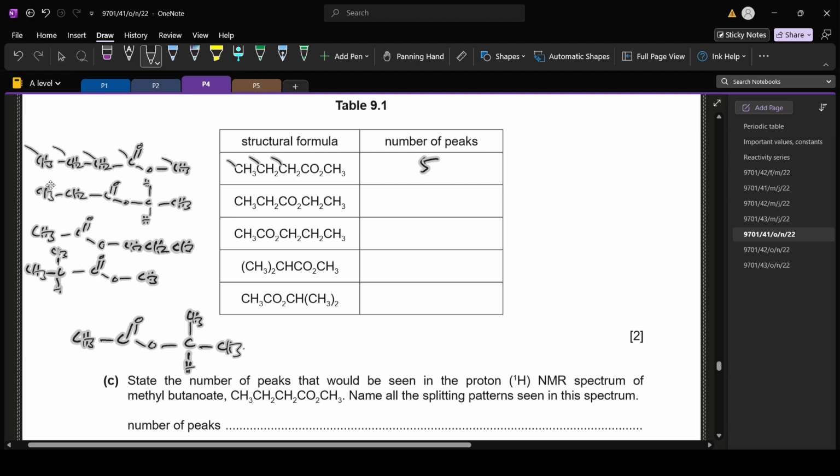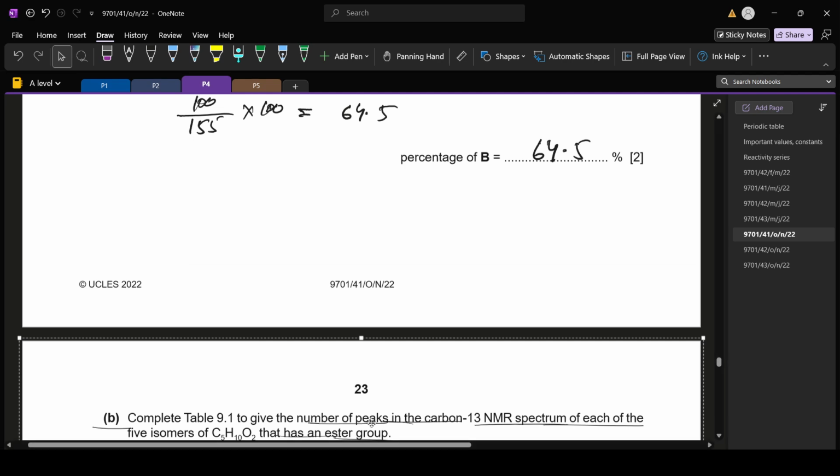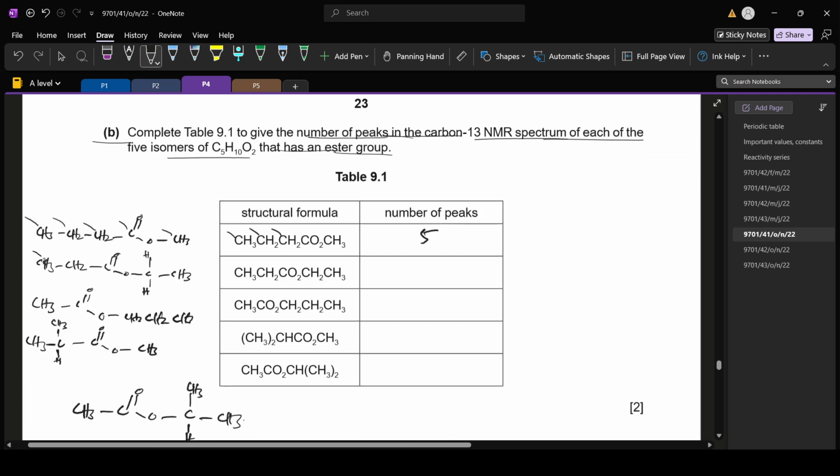So 1, 2, 3, 4, 5. Five peaks will be shown here. Now in this part, 1, 2, 3, 4, 5. Five peaks will also be shown here. And these both carbons have the same environment, and this carbon has a different one. So 1, 2, 3, 4.